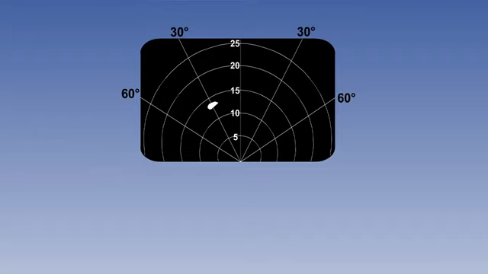The display will show the range, in our example 13 nautical miles at slant angle, and a bearing of 30 degrees left of the nose. From this information, we can calculate the true bearing to the feature so that it can be plotted on a chart.